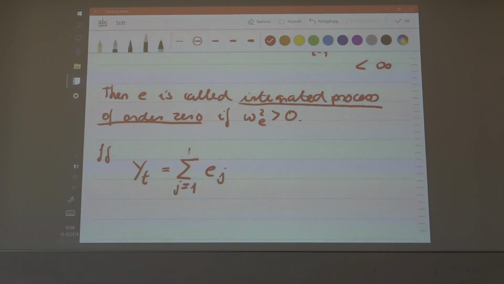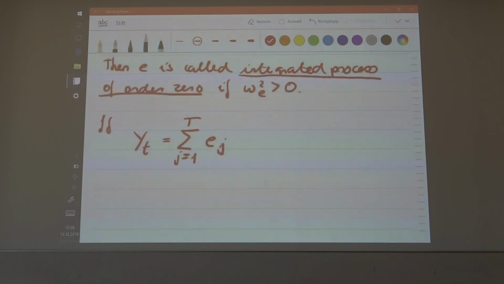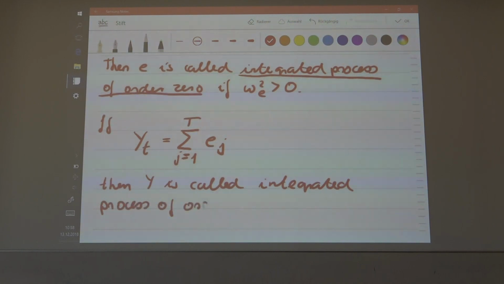and this looks quite similar to a random walk, as you can see. Basically you sum up these integrated processes of order 0. If you have that, then the process y is called an integrated process of order 1.